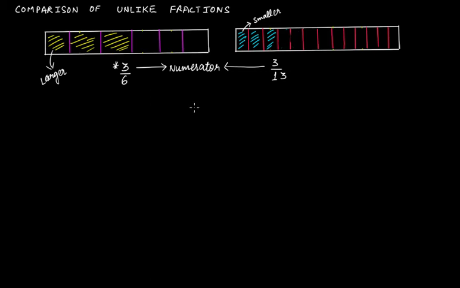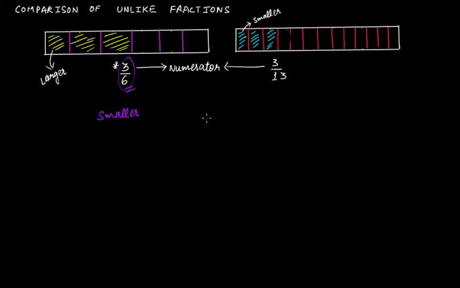So what's the point? If in unlike fractions you have the same numerator, that is, the numerator is equal, then the fraction which has the smaller denominator will be the larger fraction. In this case, 3 by 6 is the larger fraction. Now it was easy for you to imagine this diagram and then tell.